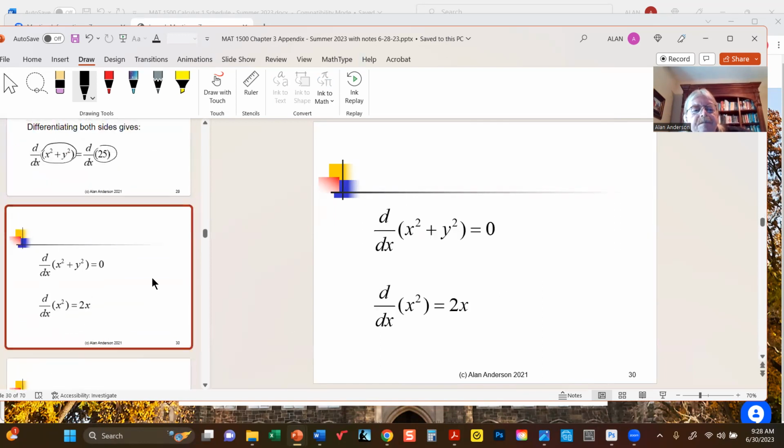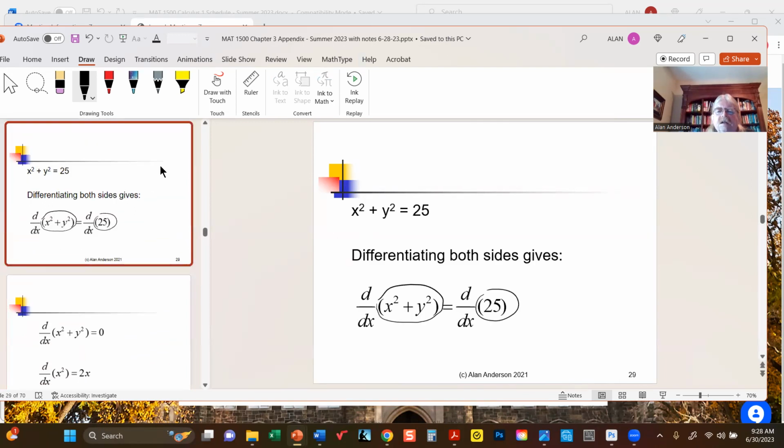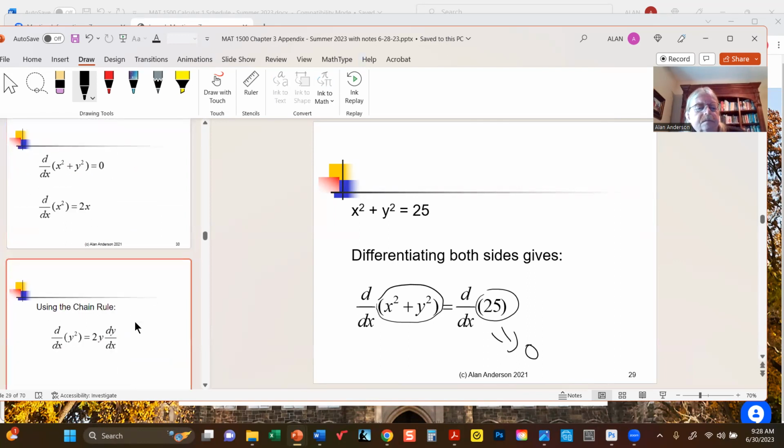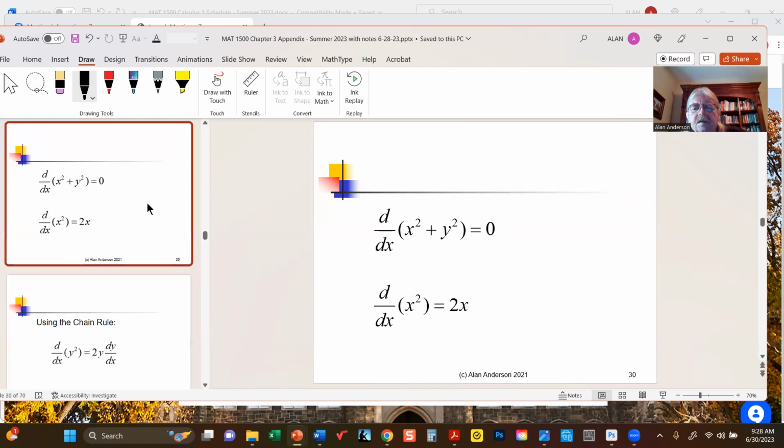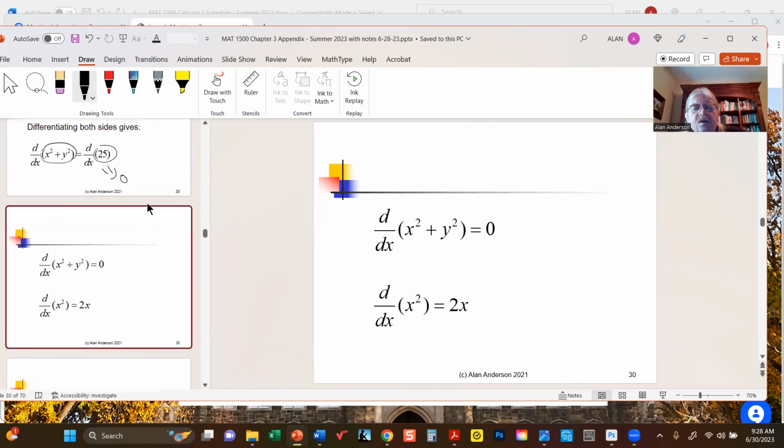Well, clearly, this right-hand side equals 0. You're differentiating a constant. It's going to give us a 0 no matter how you look at it. So right off the bat, we know that x squared plus y squared equals 25, and its derivative equals 0. Now, we can turn this around now.